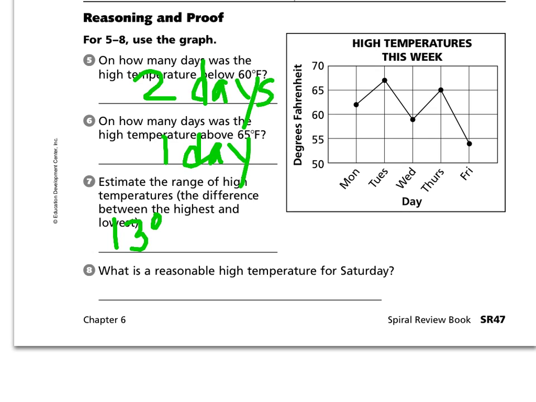What is a reasonable high temperature for Saturday? So if you look, although the other temperatures are close to 70 on some days, a reasonable high temperature would not be too far from what Friday is. Friday is at 55 degrees, so I would either estimate going up to or down to. So if you have an estimate of 57 degrees or as low as 51 degrees, then you have a pretty reasonable estimate of what the temperature will be on Saturday.